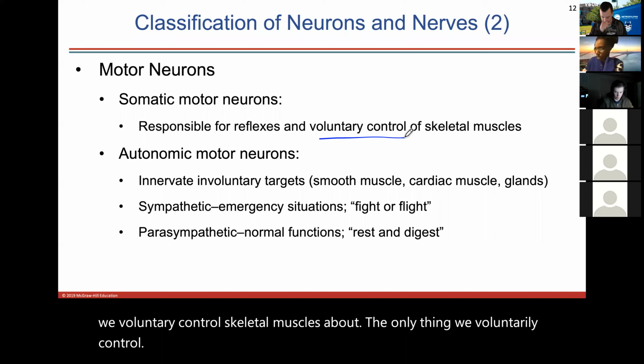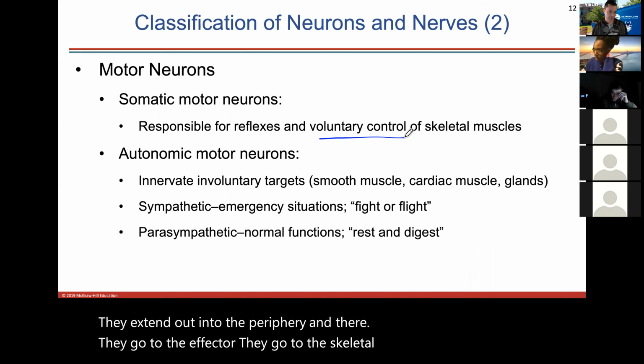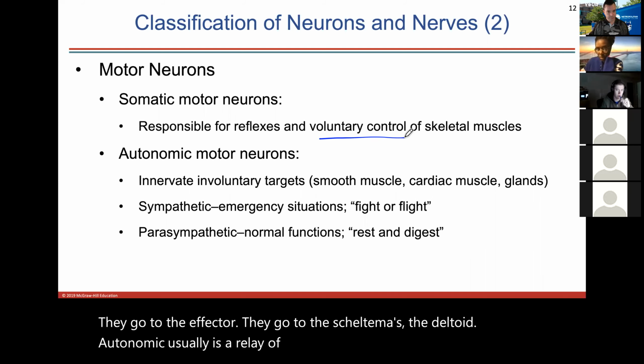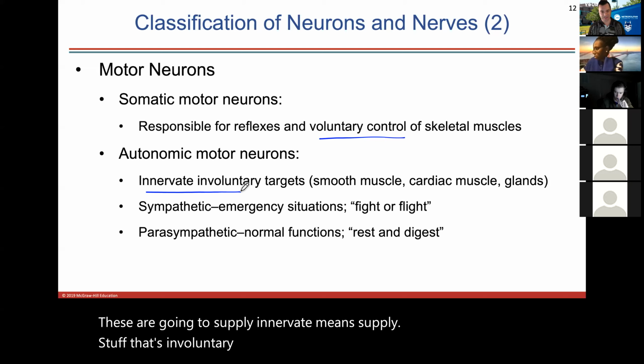When it comes to somatic motor neurons, they extend out into the periphery and they go to the effector. They go to the skeletal muscle, the deltoid. Autonomic usually is a relay of a couple different neurons. These are going to supply, innervate means supply, stuff that's involuntary, and that's anything else that's not skeletal muscle.